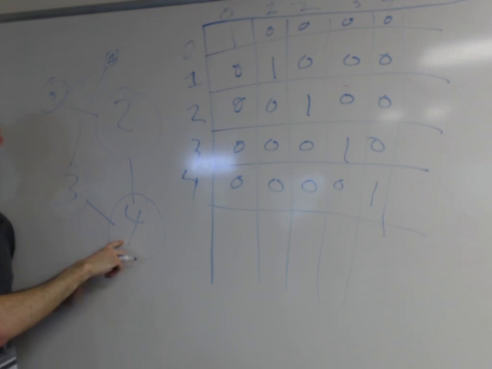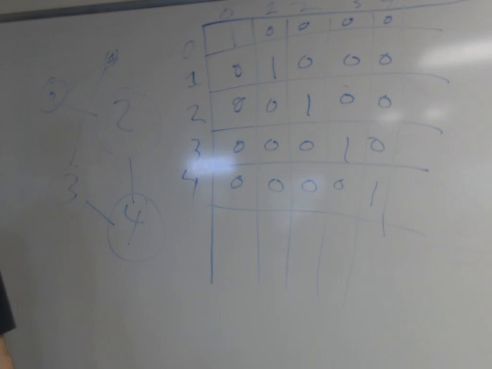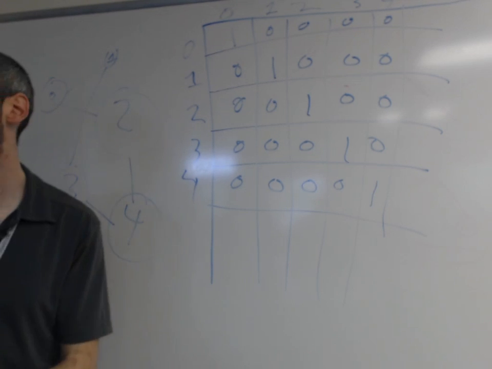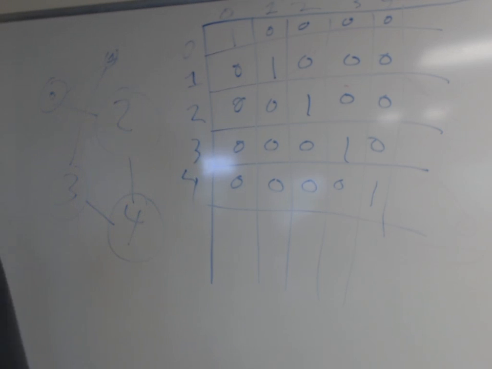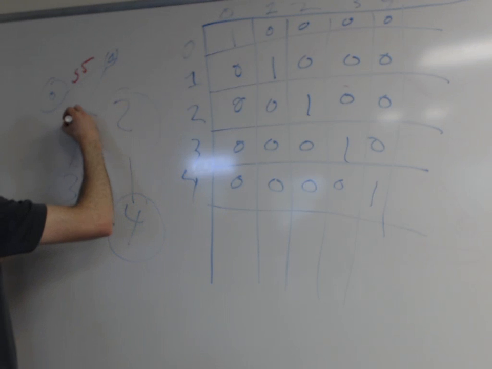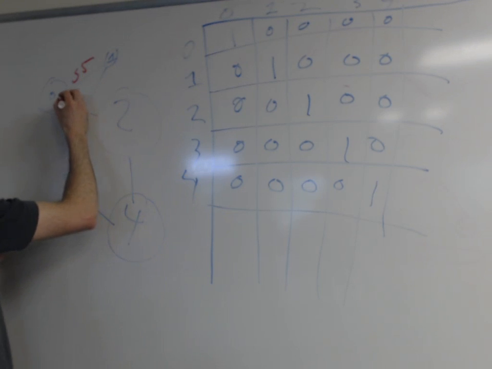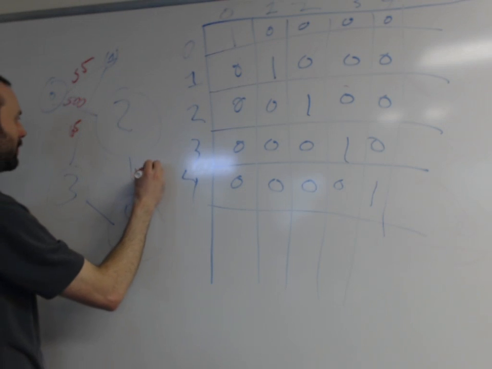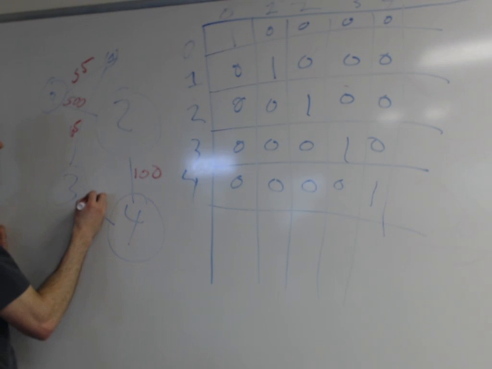Yes. So we need to add something to this graph. We can't just say they're connected. We need to add weights to the edges. This marker is dead. So this might be 55. This might be 65. This might be 500. This might be 100. And this could be 250.